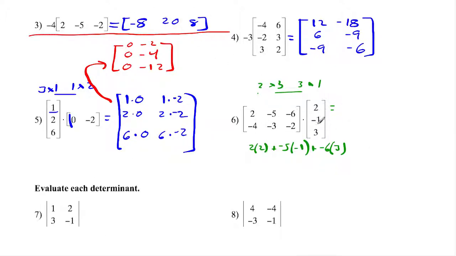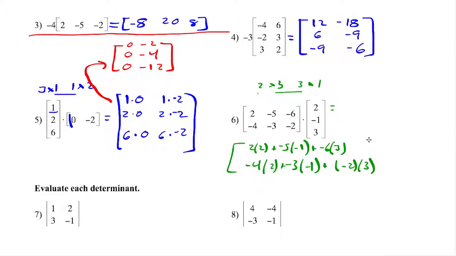So there are no more columns, so I'm done here. Then this is going to be negative 4 times negative 1 plus negative 3 times negative 1. Whoops, sorry. This is negative 4 times 2. So negative 4 times 2 plus negative 3 times negative 1 plus negative 2 times 3.